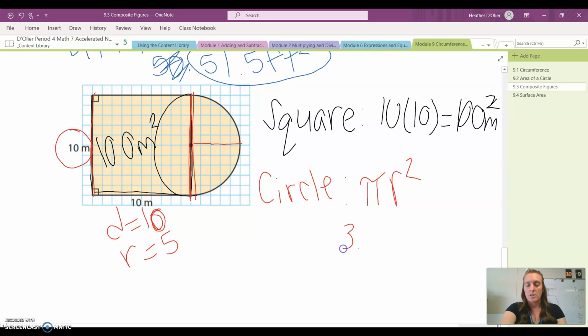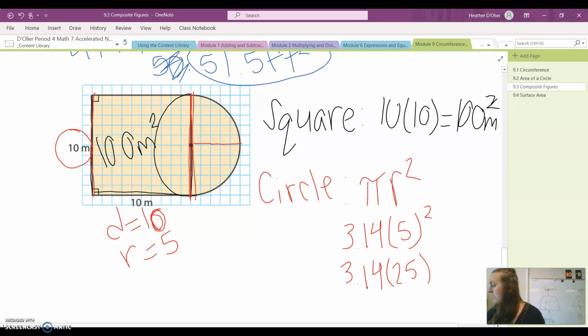Okay, so I'm doing 3.14 times 5 squared. So remember, 5 squared is not 5 times 2. It's 5 times 5. Radius times radius. So that's 25. 3.14 times 25. I'm using my calculator. I don't know that off the top of my head. It's approximately 78.5 meters squared.